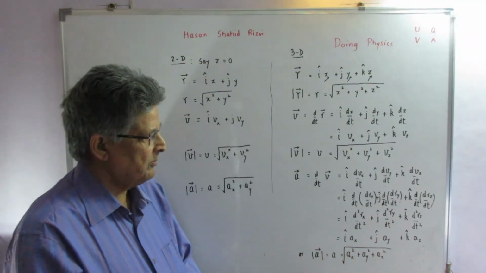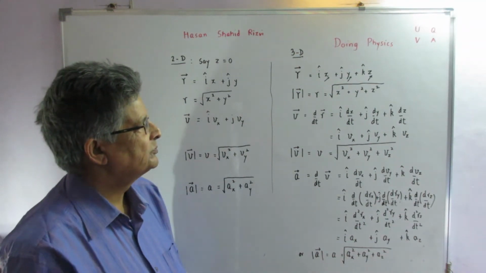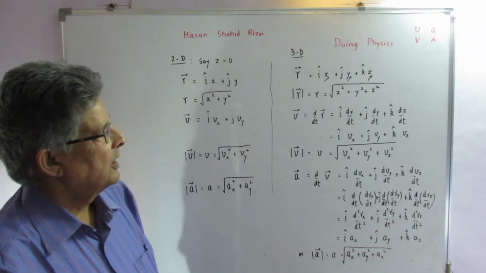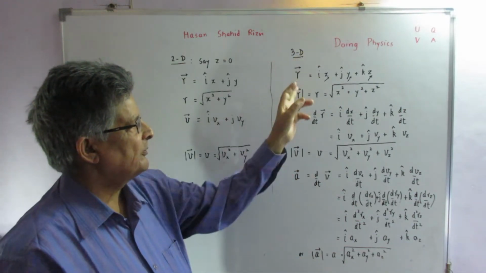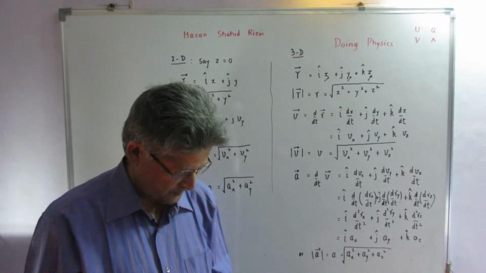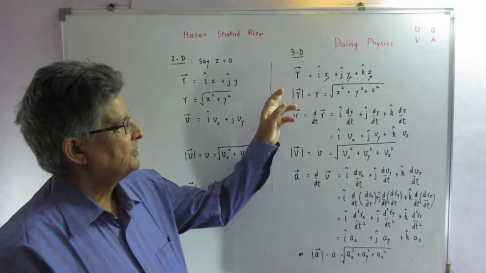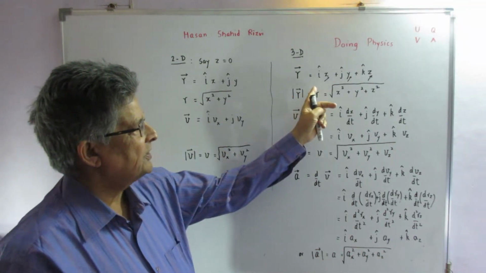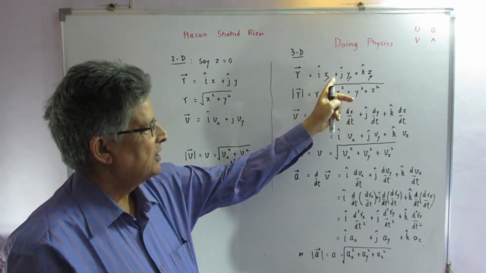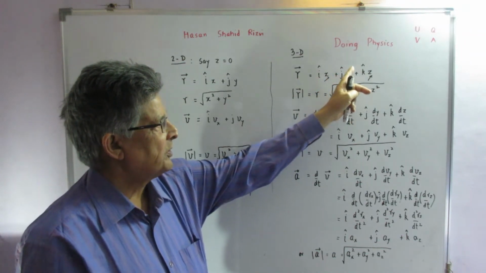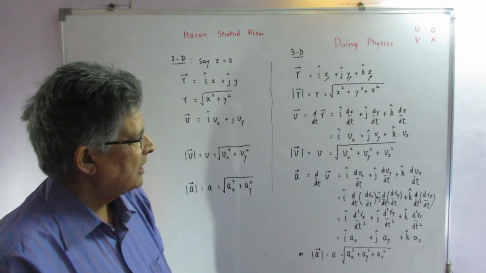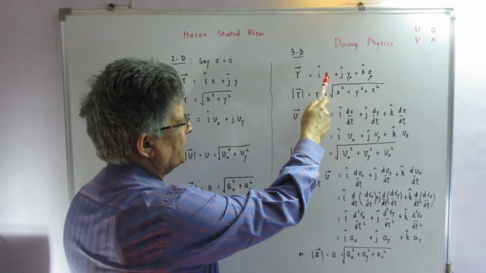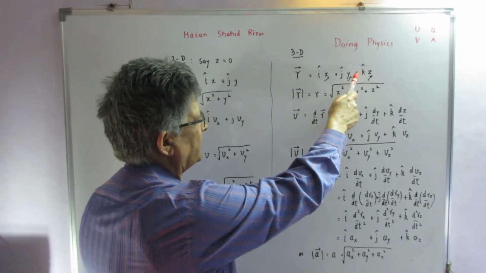Today I'll make a quick revision of what we have done in motion. We are going to take three-dimensional motion first, generalized, where the displacement R I am writing as i cap x plus j cap y plus k cap z, and not like what I have done before, that x i cap plus y j cap plus z k cap.